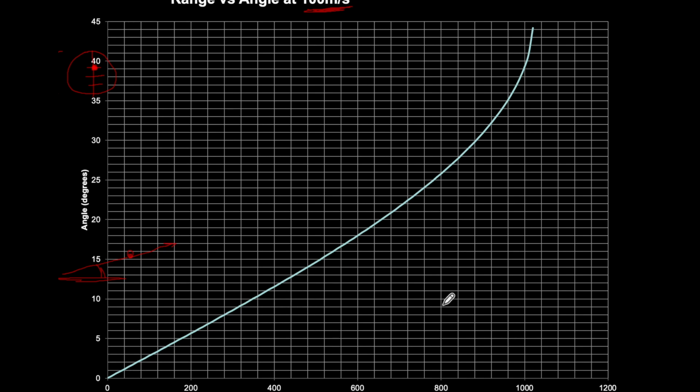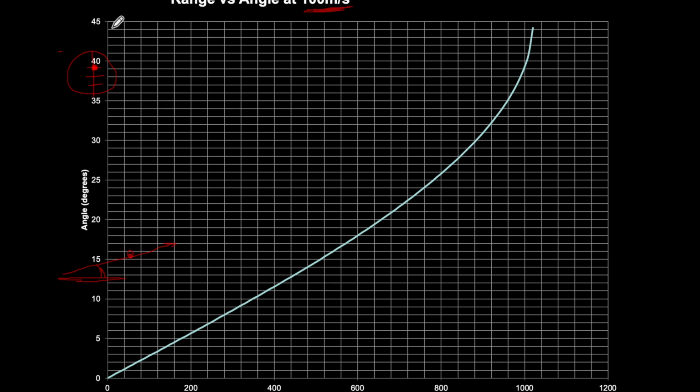Now, look at this though. As you start getting further and further away, if I want to hit a target at 1,000 meters, I'm going to have to aim a little bit above 40 degrees, about 42, 43 degrees. And if I go a little bit beyond that, I'm getting close to 45 degrees. The maximum range is a little over 1,000 meters, not by much, but a little over 1,000 meters.